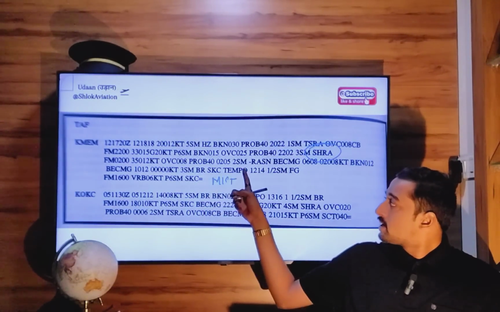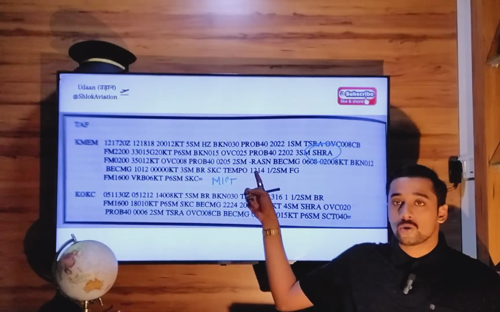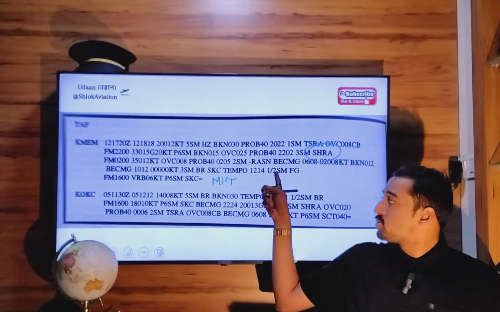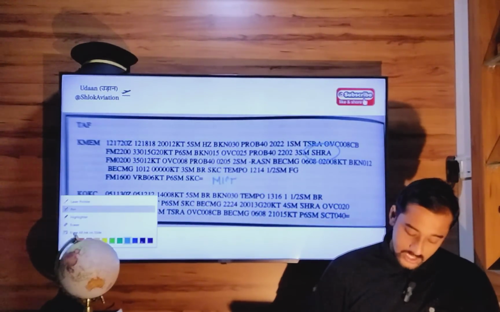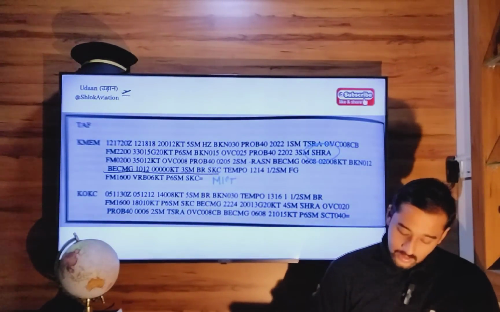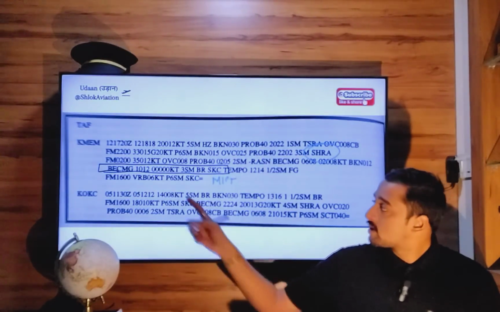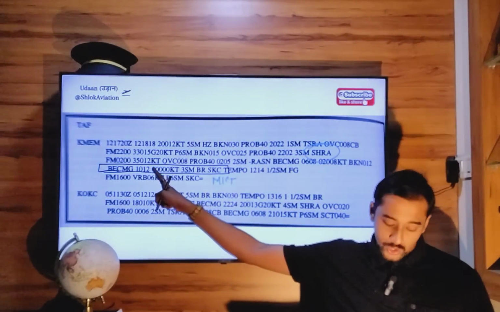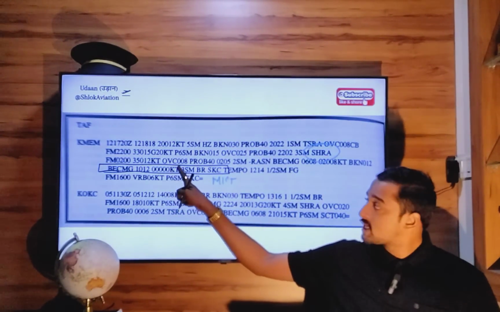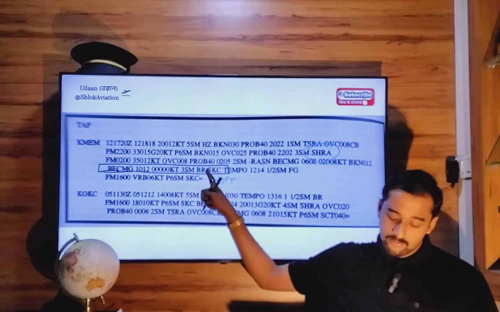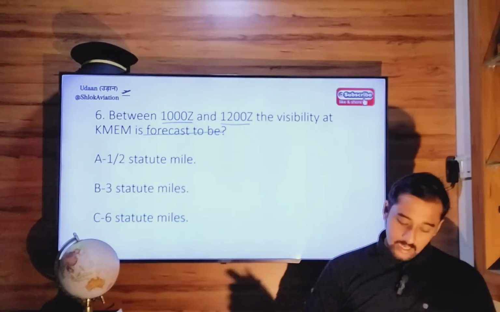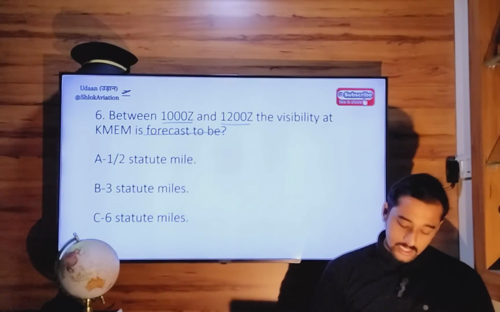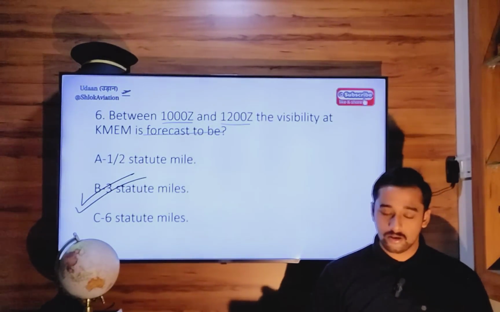Sky clear, temporary from 12 o'clock to 14 o'clock, half a statute mile visibility with fog. So they have asked us about weather conditions in this time frame between 10 UTC to 12 UTC. So you have calm winds, you have 3 statute mile visibility, you have mist and sky clear. So let's answer the question now. Between 10 and 12, the visibility is 3 statute miles. Okay, simple.